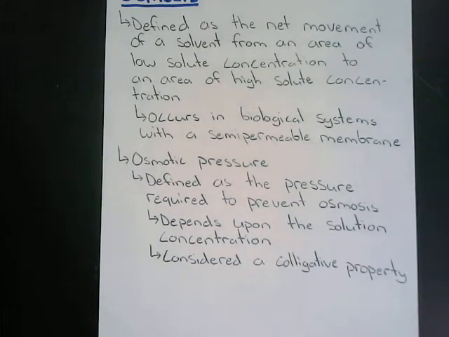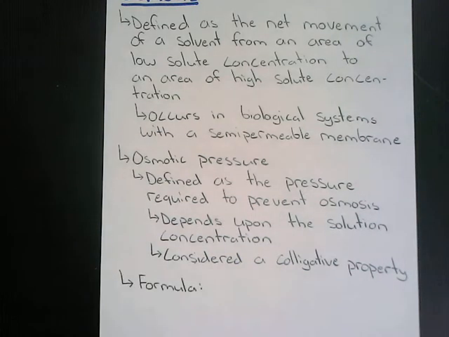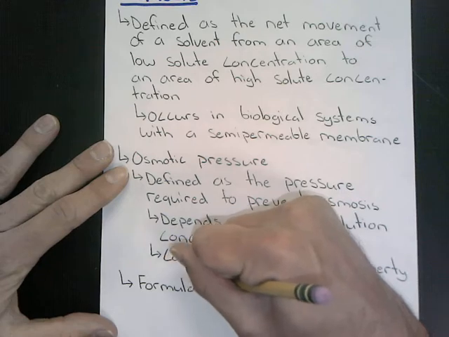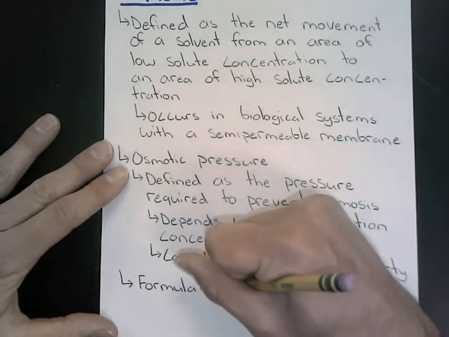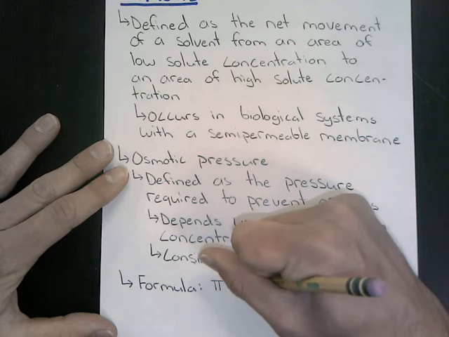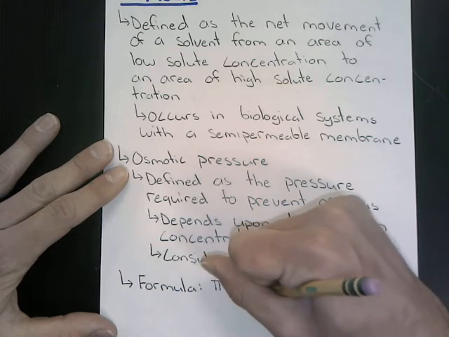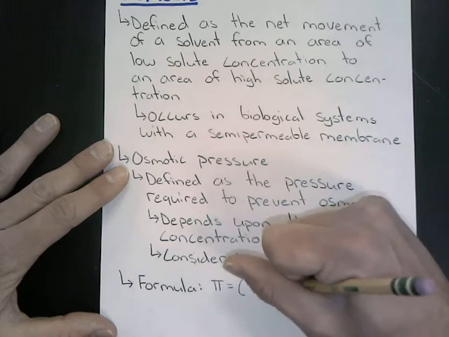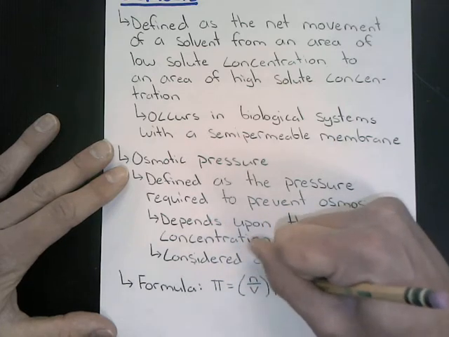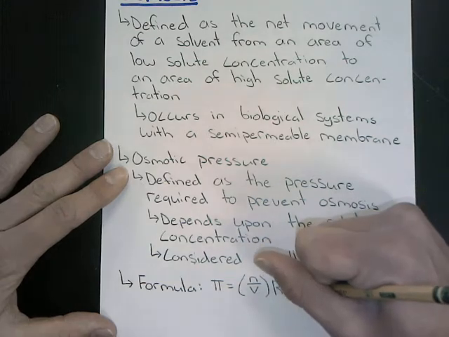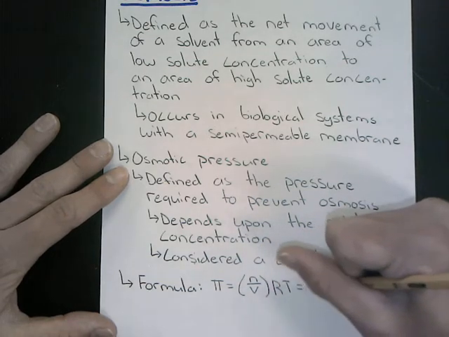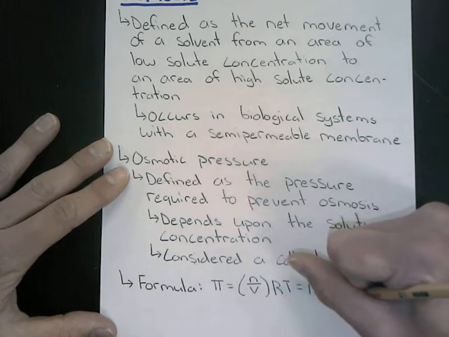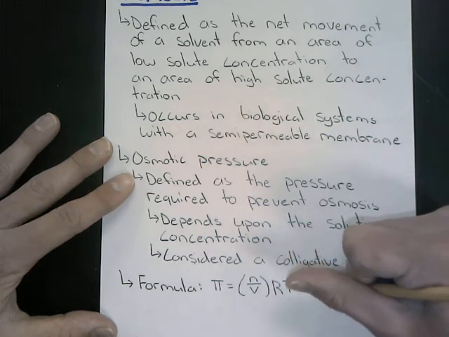Now, osmotic pressure also has a formula. So the formula for osmotic pressure has the following symbol. It looks like a pi symbol. It is equal to the number of moles divided by the V for volume times your gas law constant R times your temperature. And this is also equivalent to M for molarity times that ideal gas law constant times your temperature.